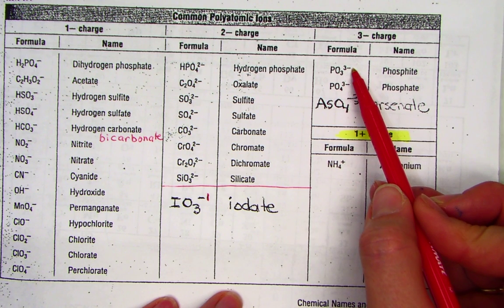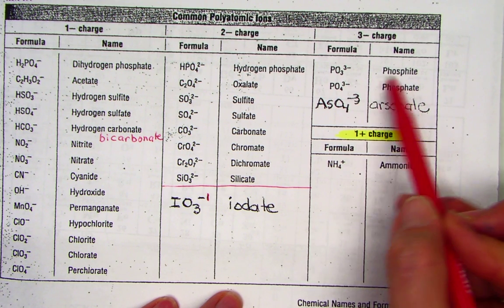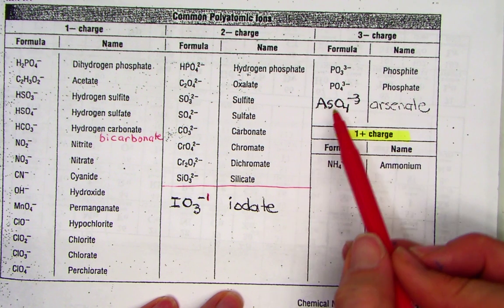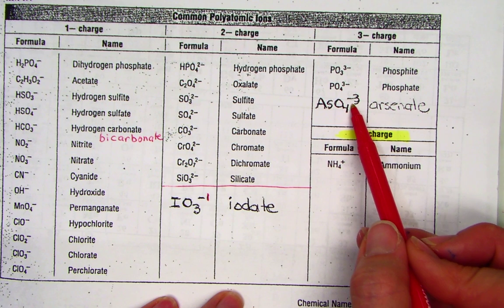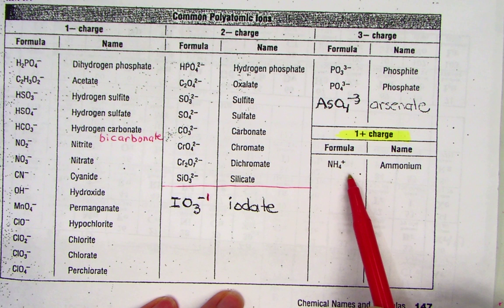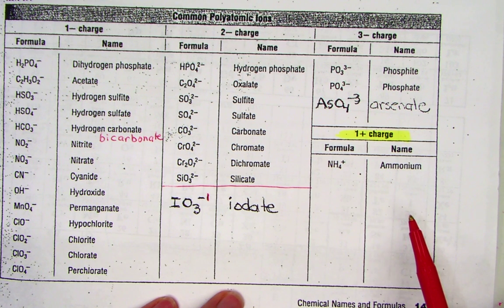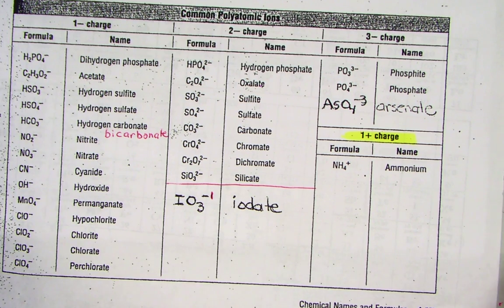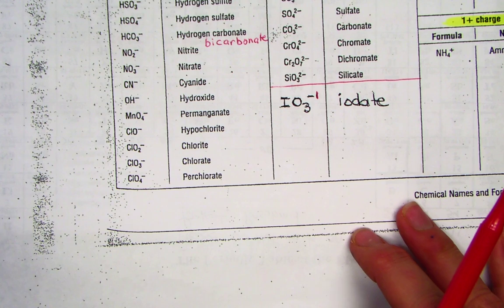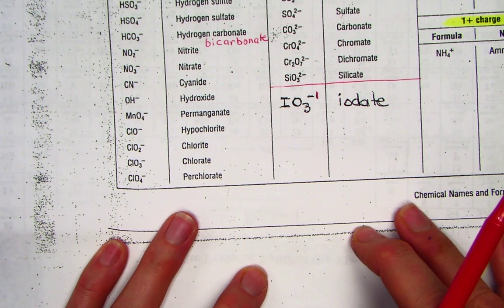PO3 with 3 negative charge is phosphite. PO4 3 negative is phosphate. AsO4 3 negative is called arsenate. And our one and only positive polyatomic ion is called ammonium. NH4 carrying a +1, ammonium. We need to hear the sounds so they become familiar. Let's make some observations related to the chart.